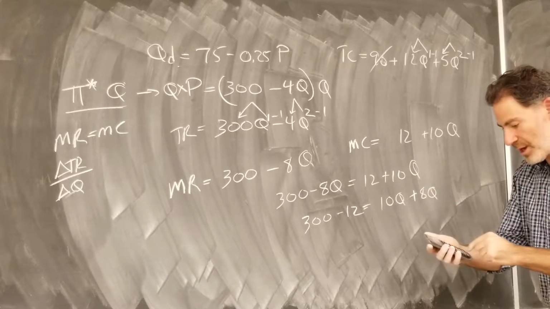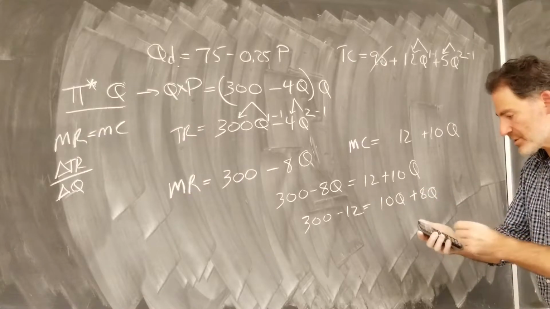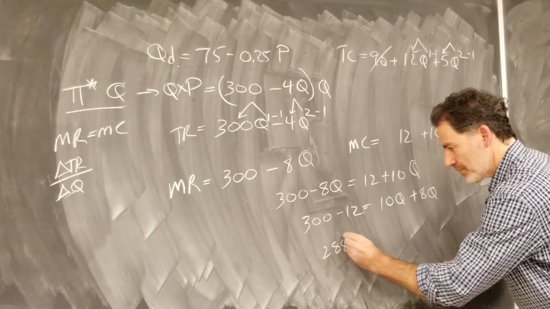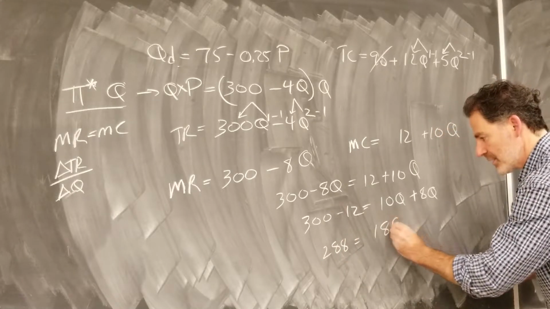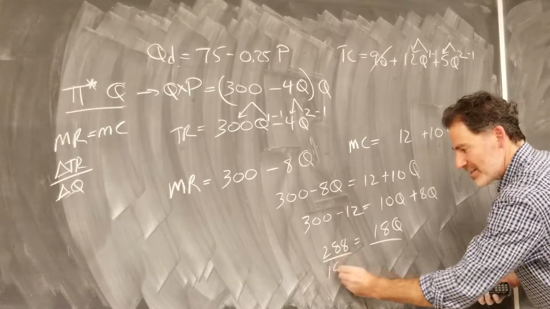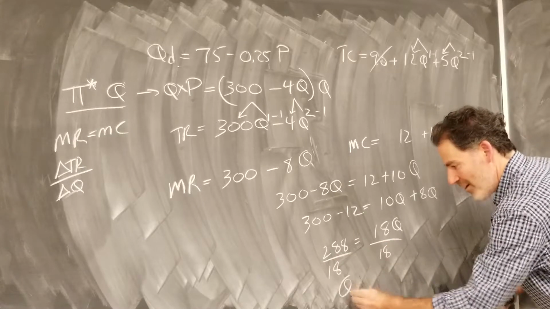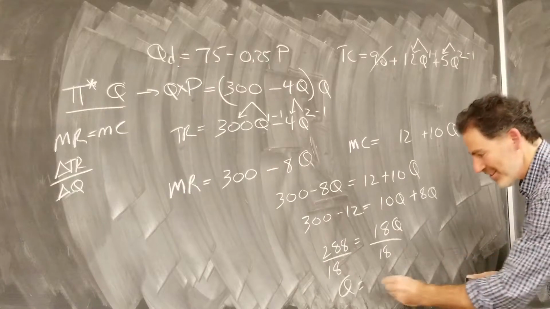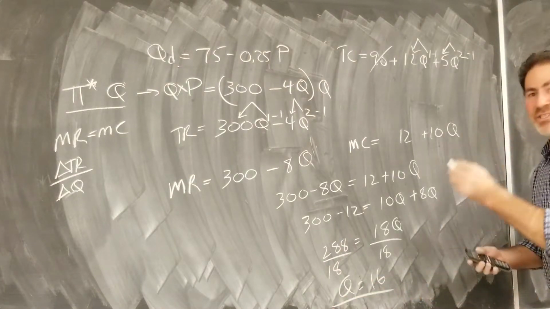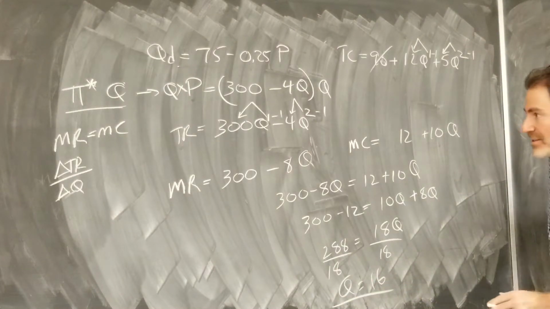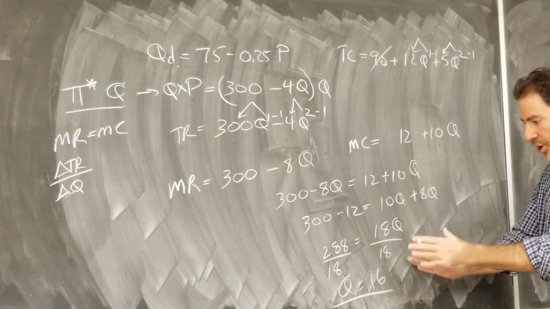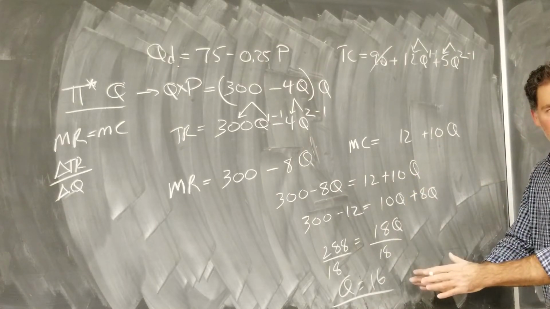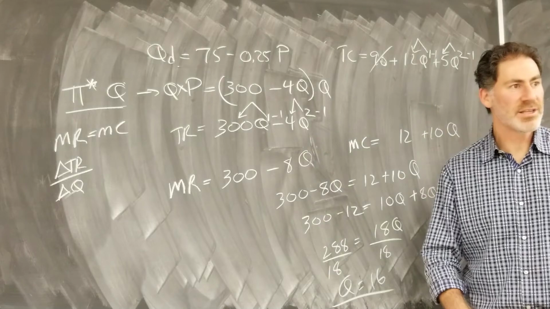Okay, so 300 minus 12, that's 288. Is equal to 18Q, divide both sides by 18. And now I get Q is equal to 16 units. Okay, there it is. So the profit maximizing output level occurs at 16 units. Okay, now let's move on to the next example.